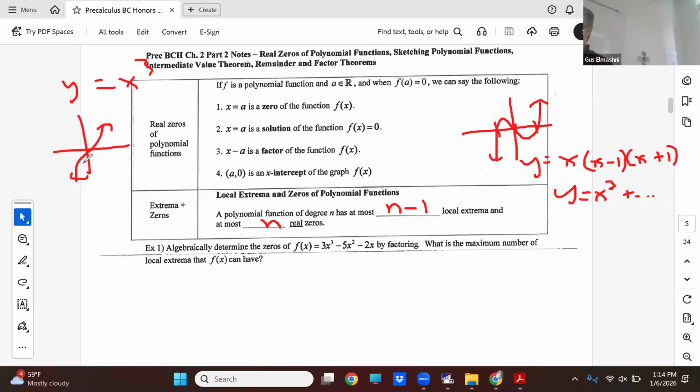By the way, we talked about this when we did complex zeros, De Moivre's theorem, all that fun stuff. Technically speaking, there are 3 complex zeros for x cubed, but only one real one because there's one x-intercept. The other two zeros are complex. We can't see them. They're imaginary. But don't worry, imaginary numbers don't really have much of a place in calculus. We don't spend too much time on that. So algebra determined the zeros of this function, which was the maximum local extrema that f(x) can have.